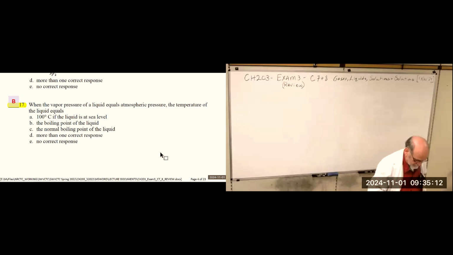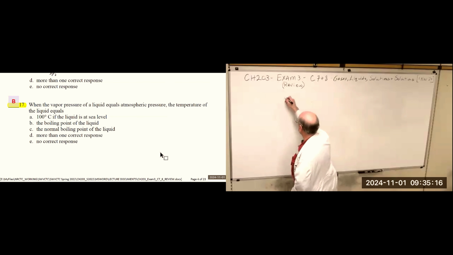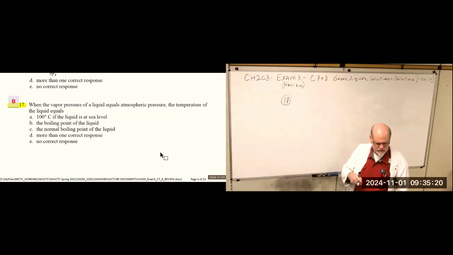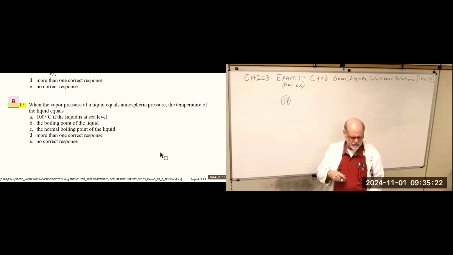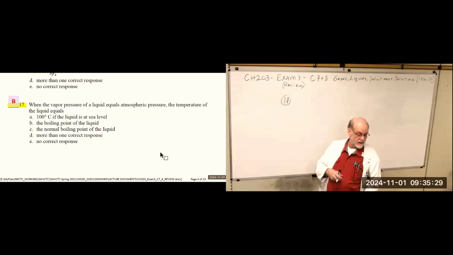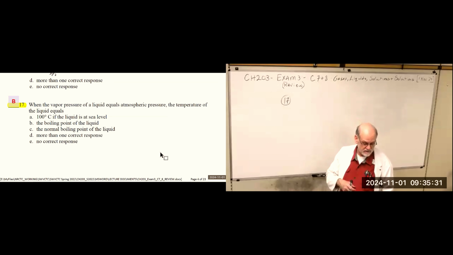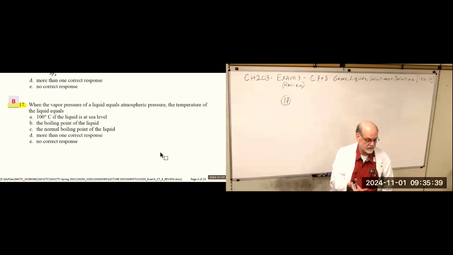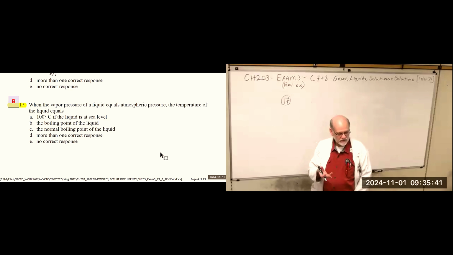All right, 17. When the vapor pressure of a liquid equals atmospheric pressure, the temperature of the liquid equals. Well, if it's 100 degrees C at sea level, it would have to be water, but it doesn't tell us what the liquid is, right? So we can't say that. A can't be it. The boiling point of the liquid.